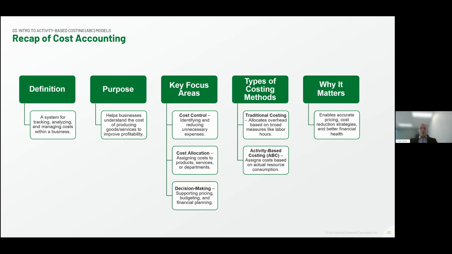When it comes to costing methods, there's two main ones: traditional costing, which allocates overhead based on broad measures like labor hours or machine hours, and activity-based costing, or ABC, which assigns costs based on actual resource consumption, providing a more accurate picture of the business. And lastly, why it matters is that cost accounting plays a crucial role in accurate pricing, cost reduction strategies, and overall financial health. So with this foundation in mind, let's explore the first methodology, being traditional costing, before moving to the focus of this webinar, activity-based costing.